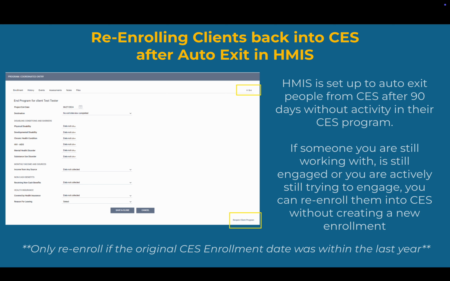To do this, you go into your client's profile, go to Programs, find the Coordinated Entry Enrollment, and click on that. Once you are inside their enrollment, hit the Exit, scroll down, and it should say Reopen Client Program. Click on this and follow the steps. If you have any questions, please email the help desk at helpdesk@caf.org.